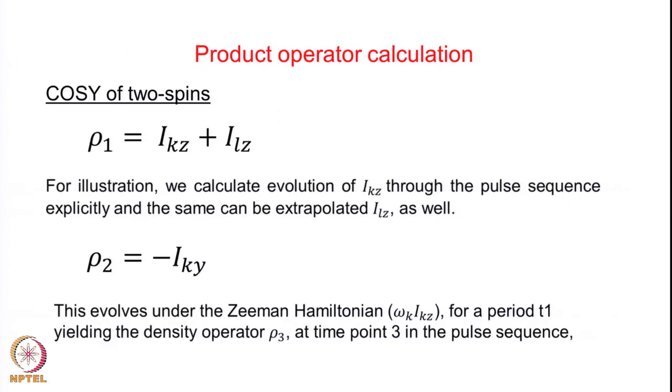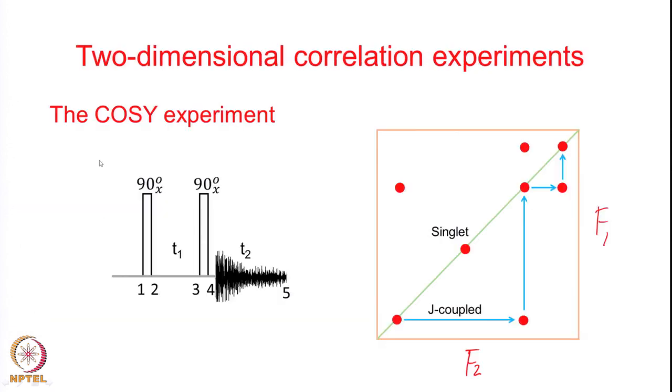Okay, let us try and understand this using the standard method of product operator calculation. So this is the COSY of two spins. Once again we choose two spins K and L. At the time points 1, 2, 3 and 4, which I have written here, we will explicitly calculate the density operator at these individual time points so that we know what the information content is here and how the information is flowing through the pulse sequence.